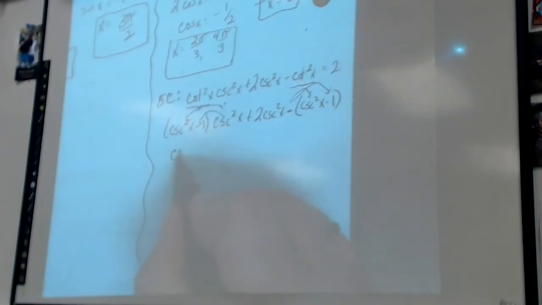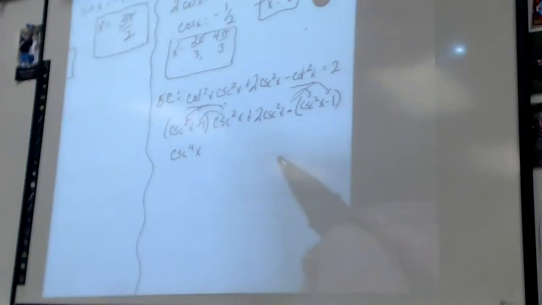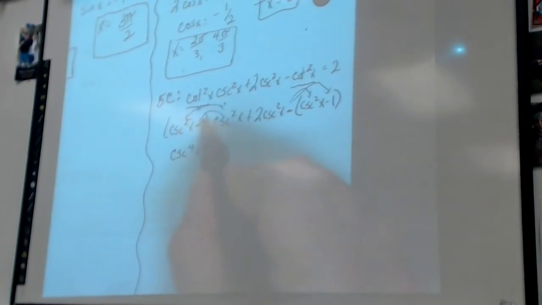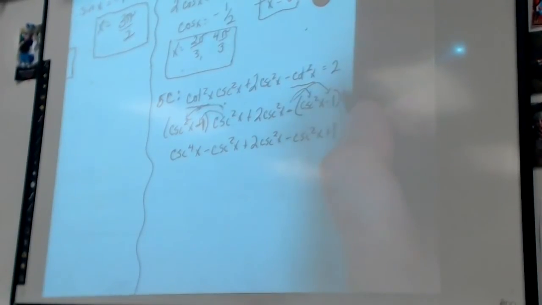So we have cosecant to the 4th x, right? Is that a minus 1? Yeah. Minus cosecant squared x plus 2 cosecant squared x minus cosecant squared x plus 1 equals 2. I left my equals 2 off up there.